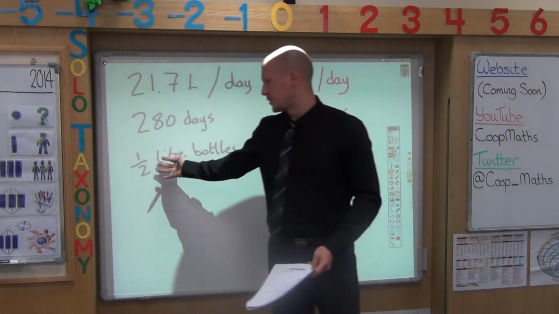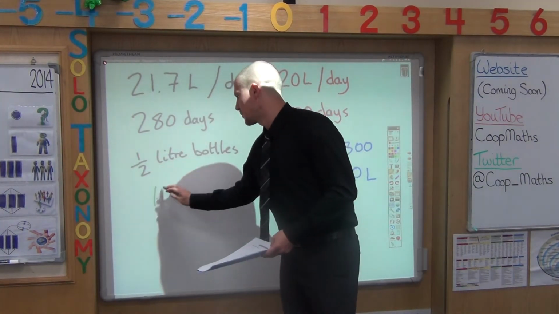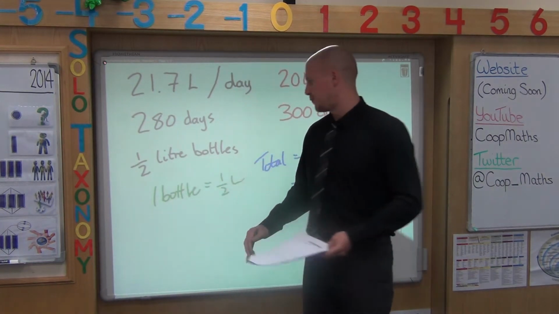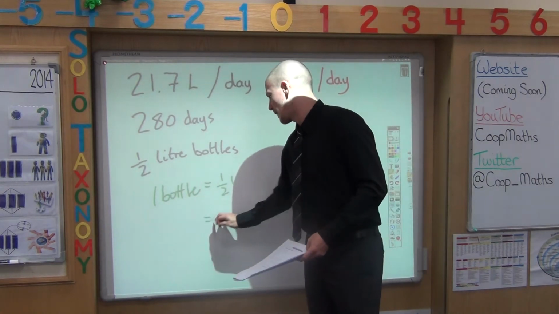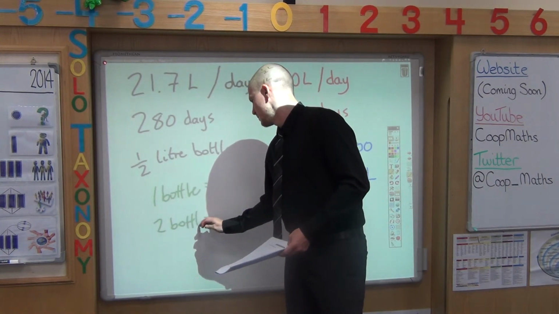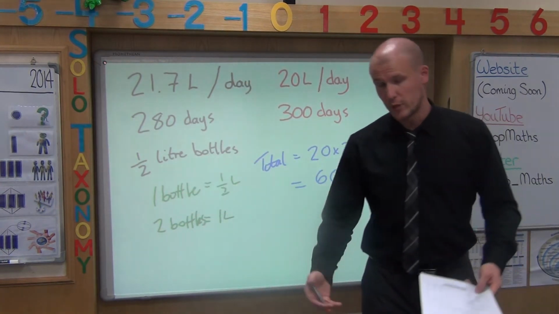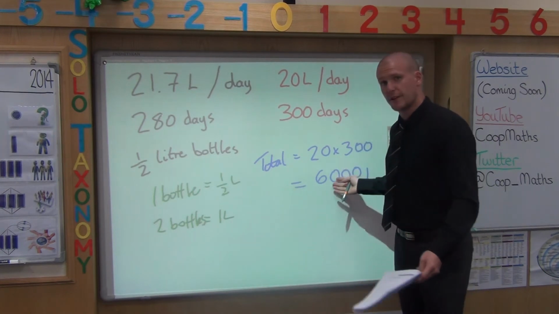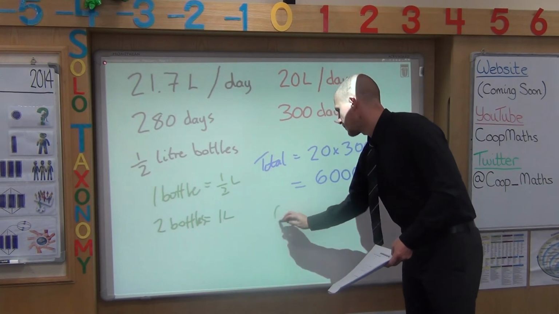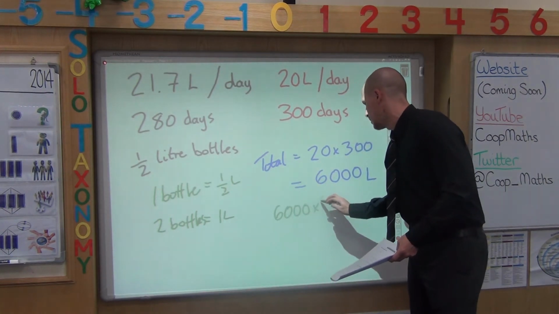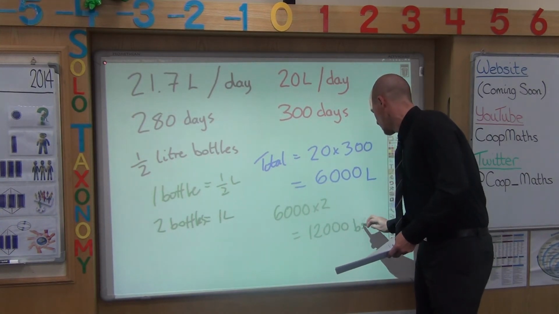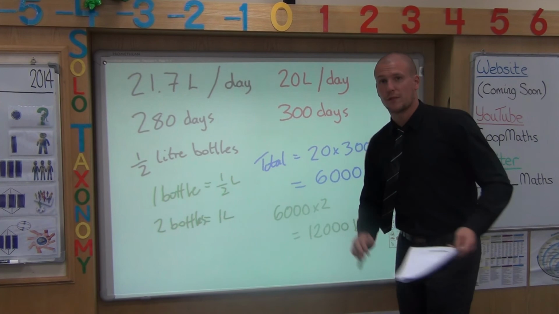Okay, because you want to fill them in half-litre bottles, one bottle is half a litre. If you want to convert that to 1 litre, you would need 2 bottles. Okay, so for 1 litre you need 2 bottles and you have 6,000 litres, then you're going to need 6,000 of them, 6,000 times 2. Gives you 12,000 bottles as your estimate.